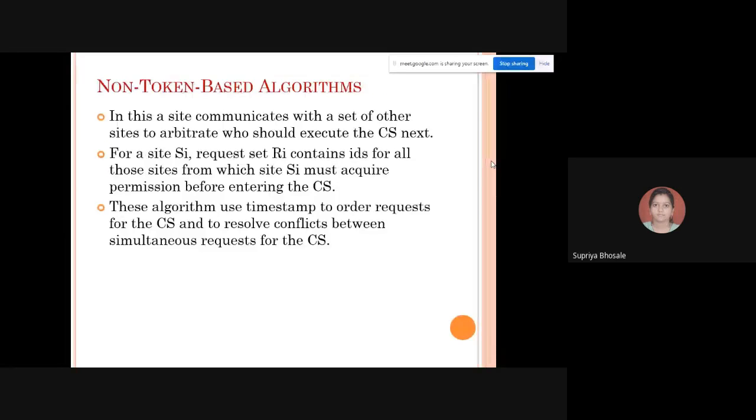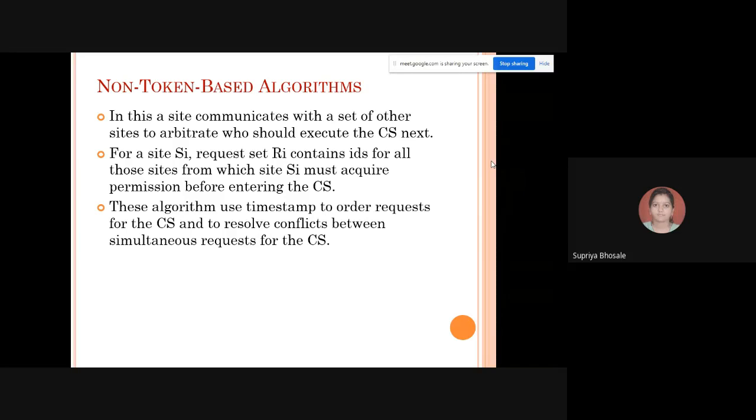So after this we are having non-token based algorithms. In this, a site communicates with a set of other sites to arbitrate who should execute the critical section next. So I think this will be continuing with the Ricart-Agrawala algorithm. Okay, so these algorithms I will be continuing in the next lecture.